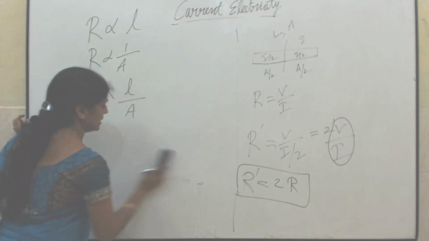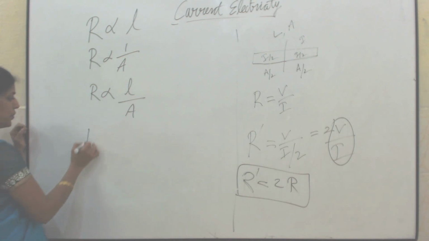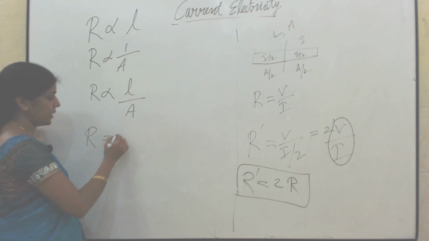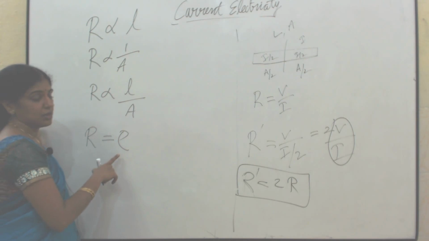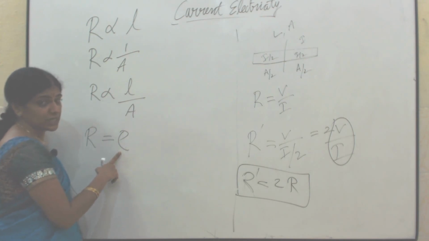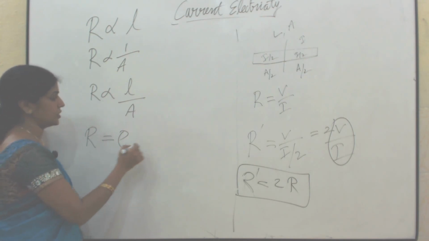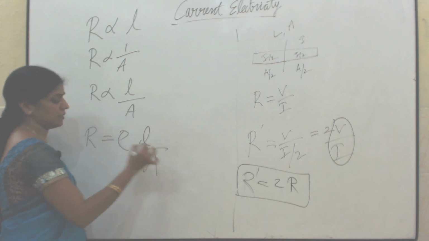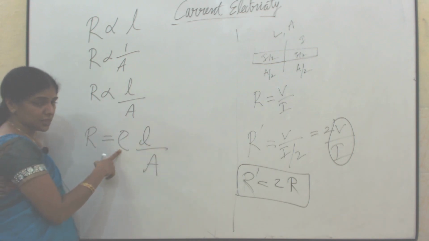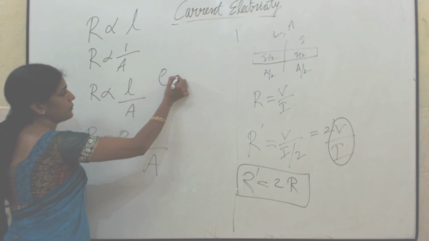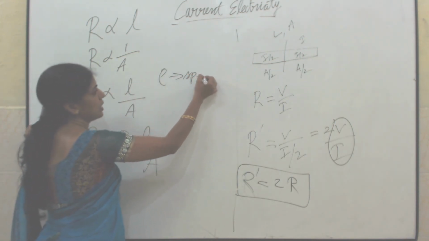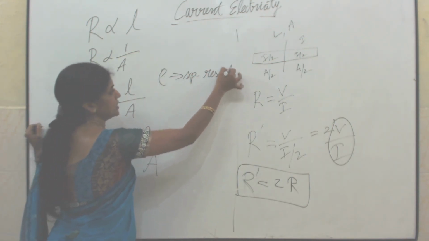Together I am writing like this, R is equal to. If I put R equal to, I have to introduce a constant. Let that be the specific resistance or electrical resistivity, rho L by A. So here rho is a constant that we call the specific resistance or electrical resistivity.